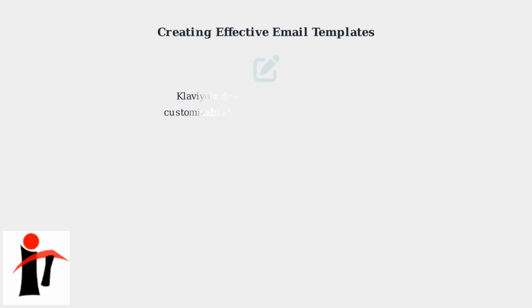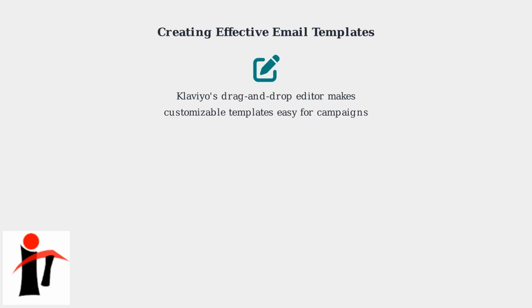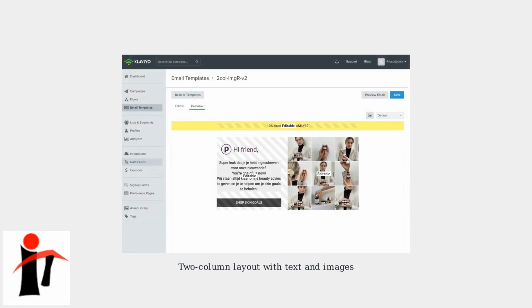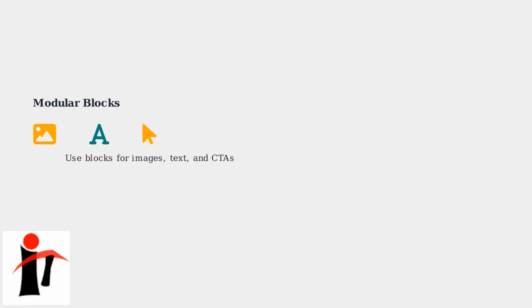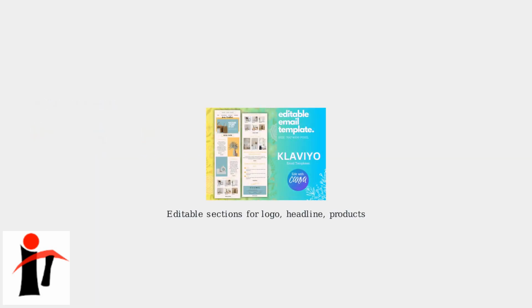Klaviyo's drag-and-drop editor offers customizable templates for various campaigns like newsletters and promotions. Templates feature layouts like this two-column design with text and product images. Templates use modular blocks for images, text, and calls to action. Editable templates include sections for logos, headlines, and product showcases. Ensure your templates are mobile responsive for better user experience.